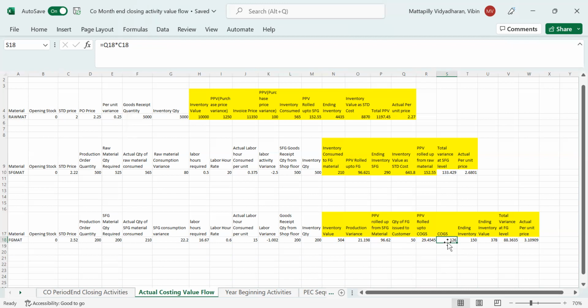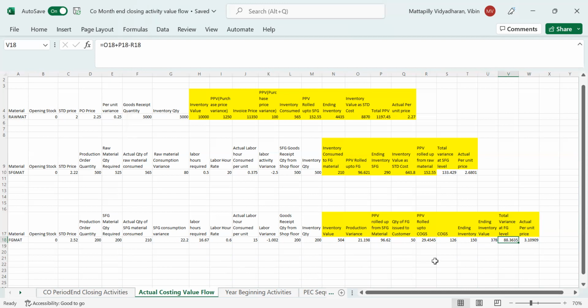You know how 126 is calculated. Q18 is, you can see here, Q18 element. Q18 is 50 quantities being consumed by the customers. 50 into 2.52, that is 126. Right? Then inventory. Out of 250, the goods have gone to the customer. So inventory is 150. And the inventory value is 150 multiplied by 2.52 standard price, 378. Total variance at FG level 88.36.